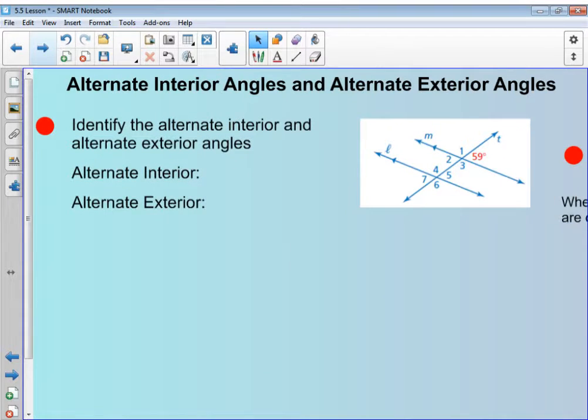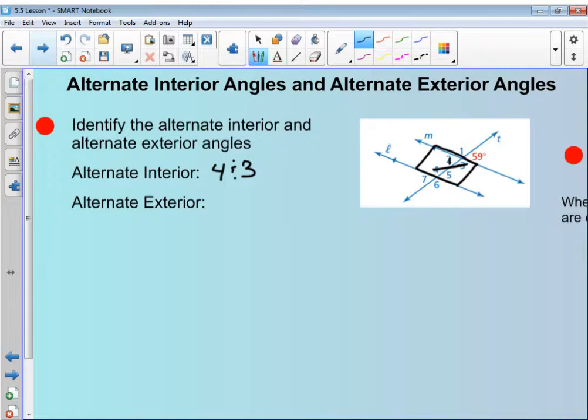It says identify the alternate interior and alternate exterior angles. So let's focus on the interior first. Where are my interior angles? Right here, inside of this box. Alternate, they're diagonal from each other on the opposite sides of the transversal. So this 4 and 3, those would be alternate interior angles. Then my other set would be these two, angles 2 and 5. If I knew 2, I would know that 5 was the same angle measure.